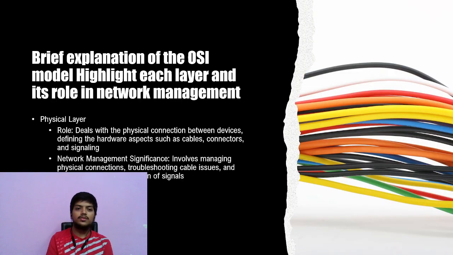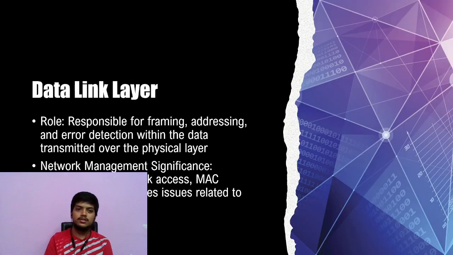A brief explanation of the OSI model, highlighting each layer and its role in network management. The physical layer deals with the physical connection between devices, defining aspects such as cables, connectors, and signaling. Network management significance: managing physical connections, troubleshooting cable issues, and ensuring proper transmission of signals.